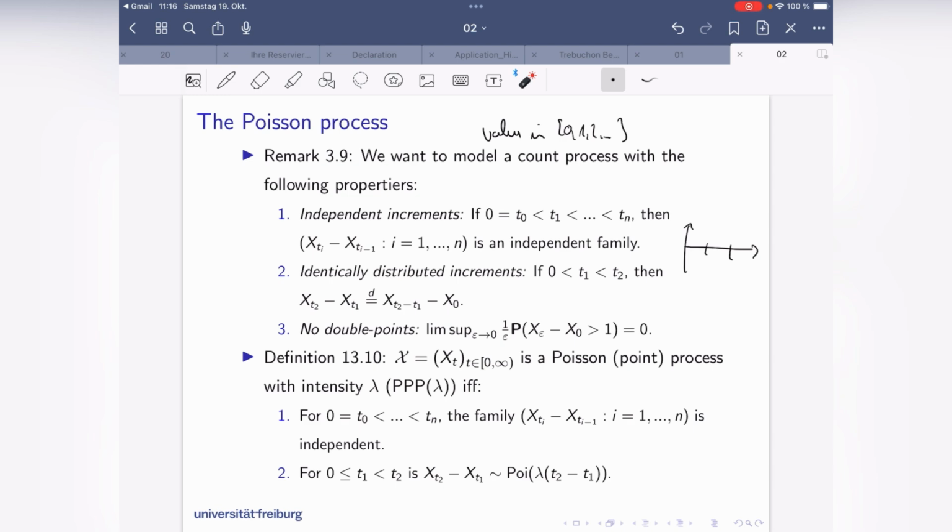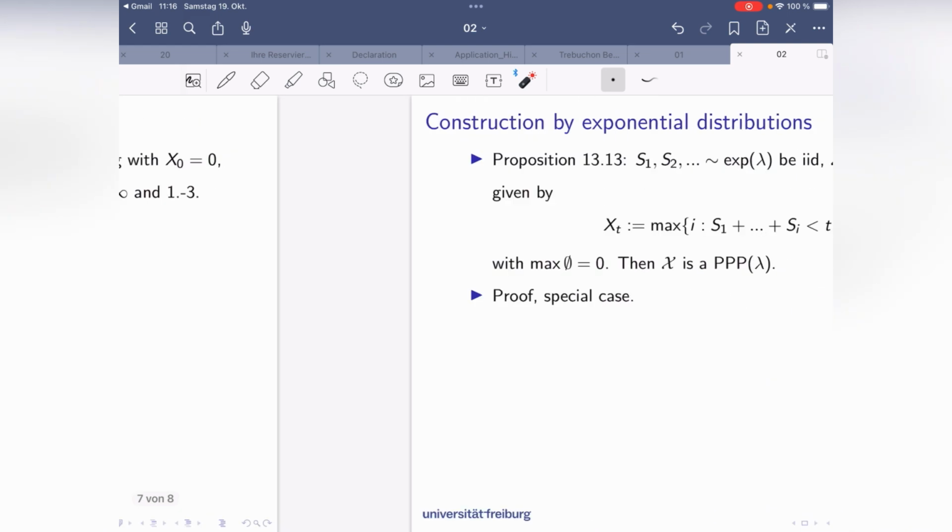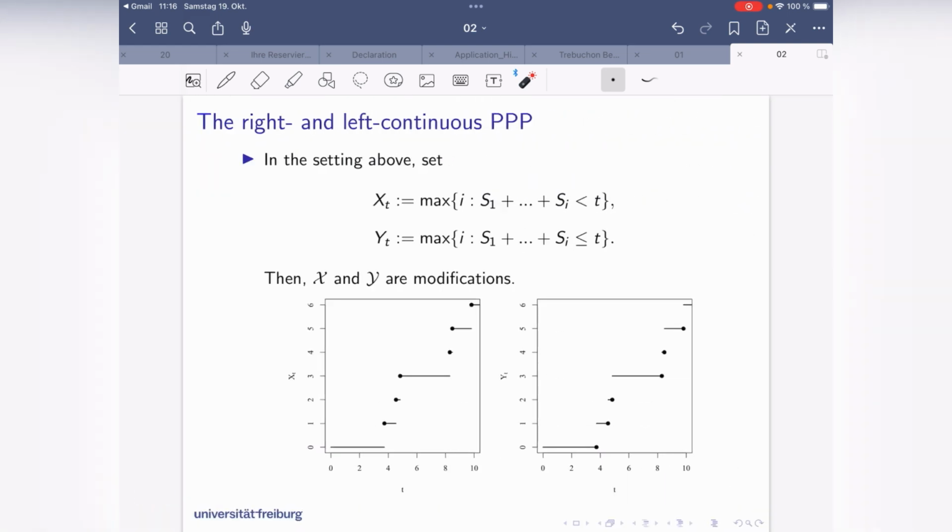Let me just go to the last slide because I can show you a picture here. So let's only focus on the left picture here. So that's what a path of this process looks like. It waits, and then there's a jump. It jumps up 1, another 1, and so on.